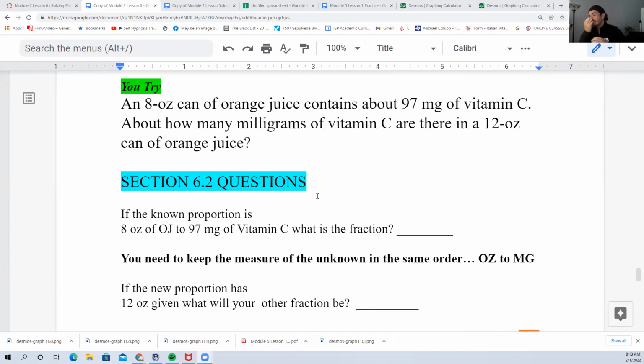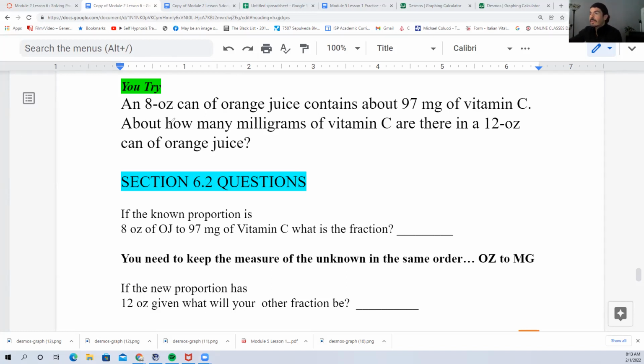So here's another U-try. It's an actual word problem. An 8-ounce can of orange juice contains 97 milligrams of vitamin C. About how many milligrams of vitamin C are there in a 12-ounce can of orange juice? Okay, so remember I said that you can define a fraction to be whatever you want as far as what's in the numerator and what's in the denominator, as long as you're clear and as long as you're consistent through the problem.